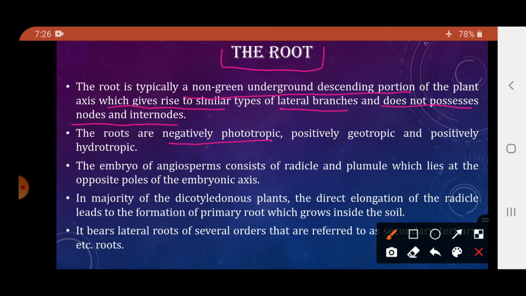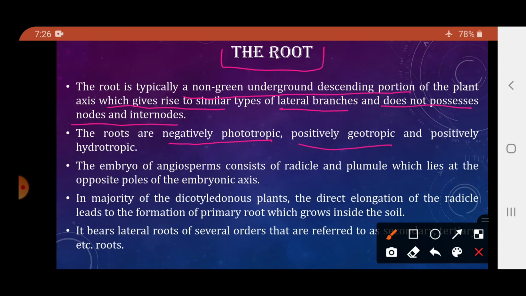वो ground के नीचे है. So, it grows away from the sunlight. That is called as negatively phototropic. Tropic is the direction. So, it grows away from the sunlight. Positively geotropic. It grows towards the gravity. Gravitational force की तरफ वो grow हो रहा है.